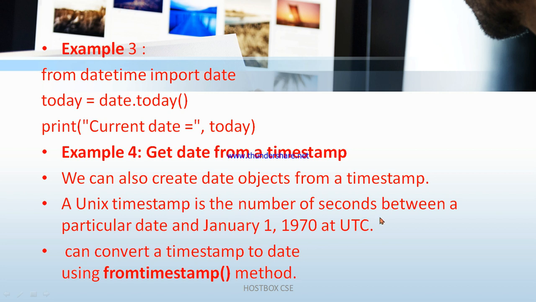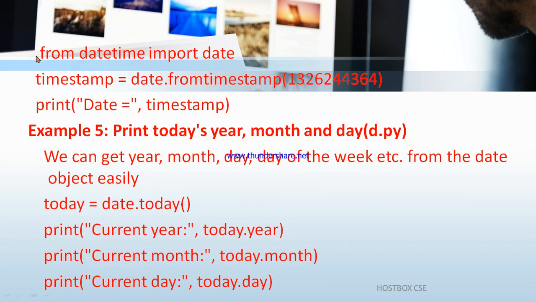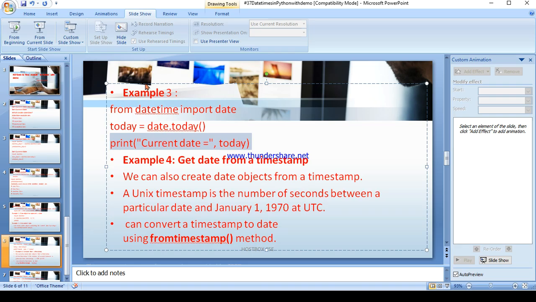A timestamp is the number of seconds between a particular date and January 1, 1970 at UTC. That's just additional information, and we can convert a timestamp to a date using the fromtimestamp method. So whenever you go for the datetime module, you can use the fromtimestamp method also. Let's go for an example. I can import the same, from datetime import date, then use timestamp equal to date.fromtimestamp of some number, which is somewhat constant, and then print date equal to timestamp. By default it is in Python, so it will be the exact date. Let's go for execution.